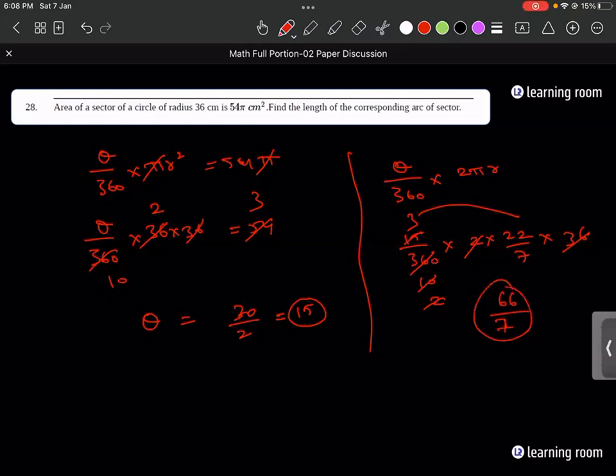9.42. Okay, whatever it is. Or you can leave the answer as 3 into 22 by 7 as pi. 3 pi will also be an acceptable answer. Both are. Okay, sir.